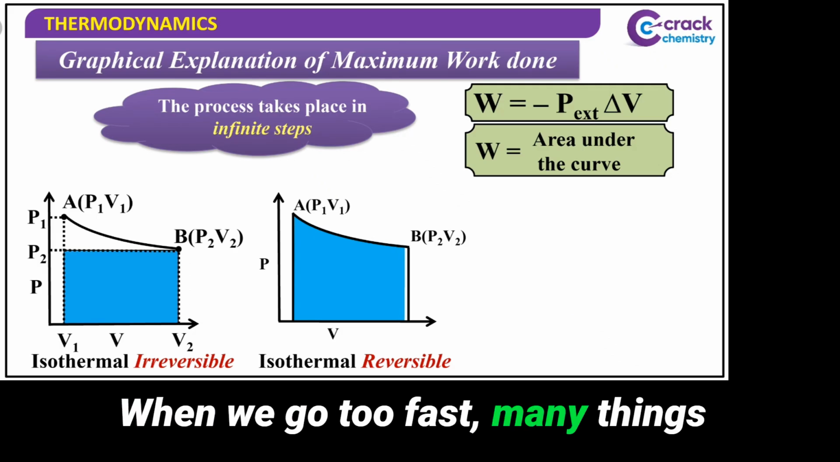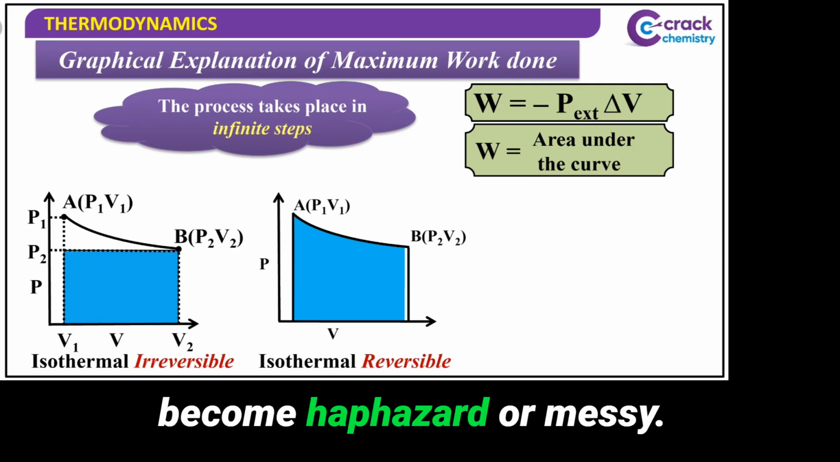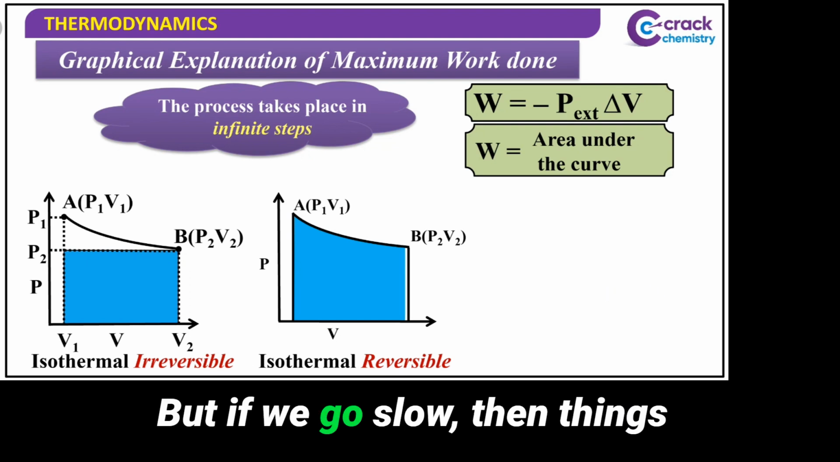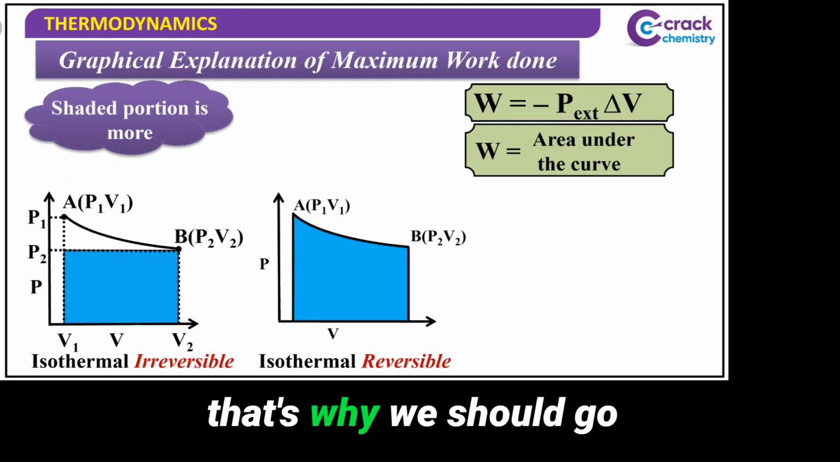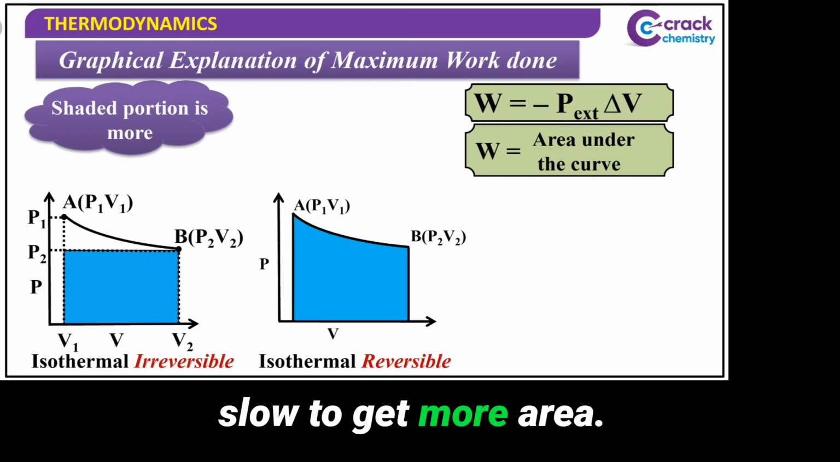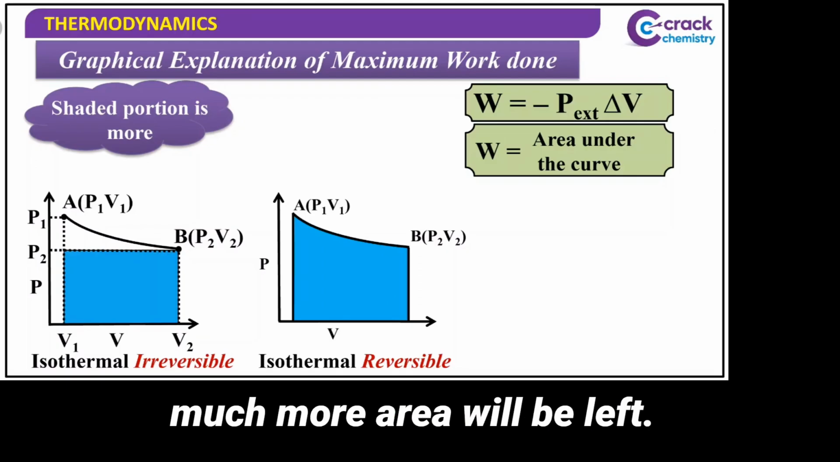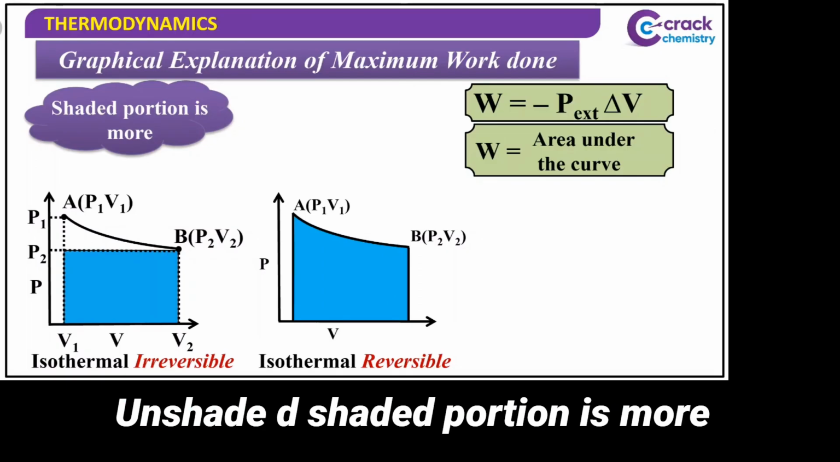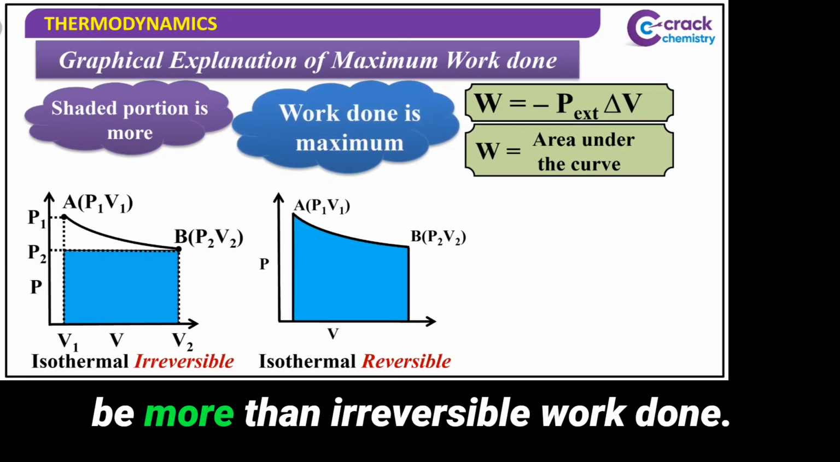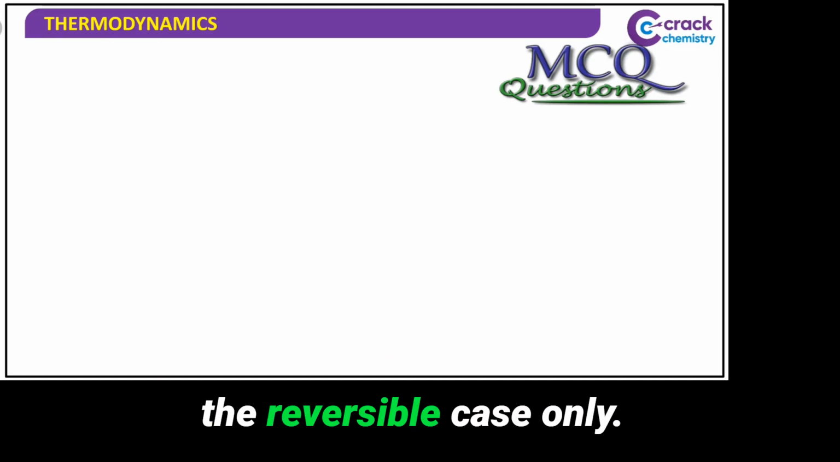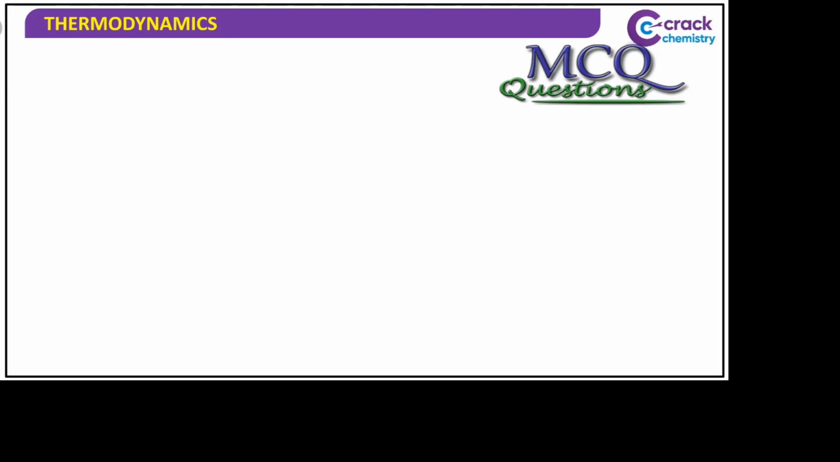When we go too fast, many things become haphazard or messy. But if we go slow, then things stay in their normal position, right? So that's why we should go slow to get more area. If we are going fast, then much more area will be left unshaded. Shaded portion is more in the second case. Work done would be more than irreversible work done. Work done is maximum in the reversible case only.